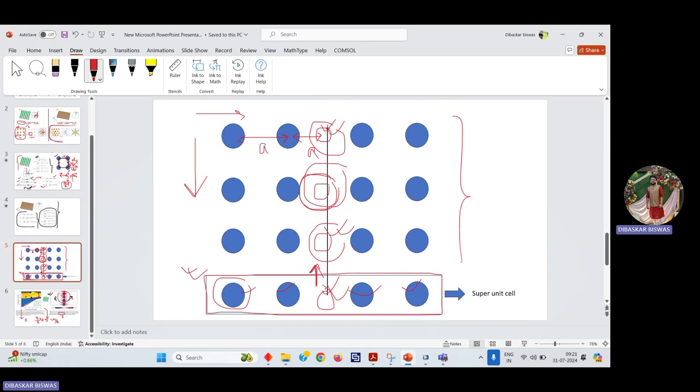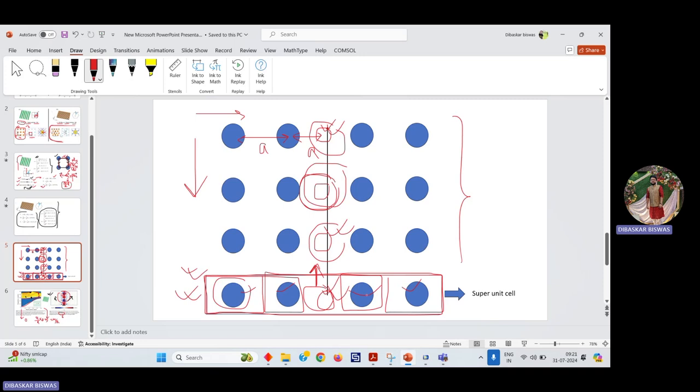1, 2, 3, 4, and then here is a gap. So this kind of structure is called a supercell, because it is a super unit cell, a superset of the unit cell. If you check, this is one unit cell, so we are actually taking a number of unit cells here. And this is the defect.